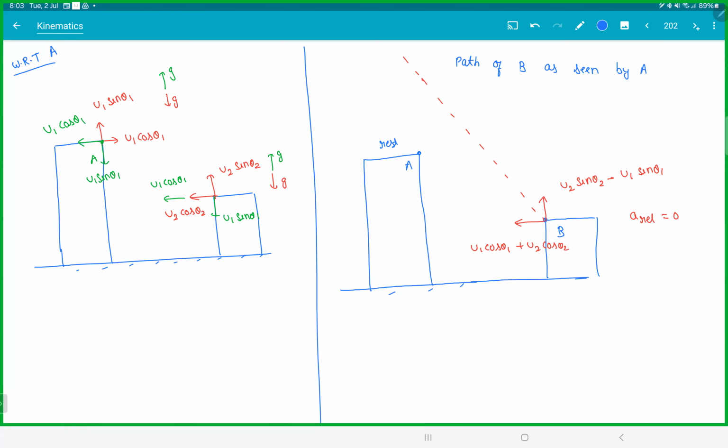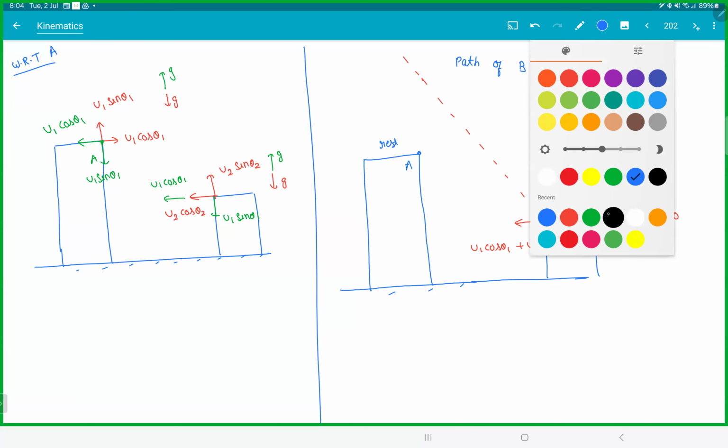Straight line. Like the velocities u2 cos theta 2 and u1 cos theta 1, they are on the left side now, so we will take by convention that to be negative. Yeah, you can do that, but right now you don't require it. Till now I didn't use any convention. If I use the equations I needed, right now I'm not using it.